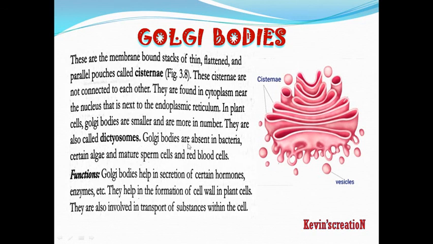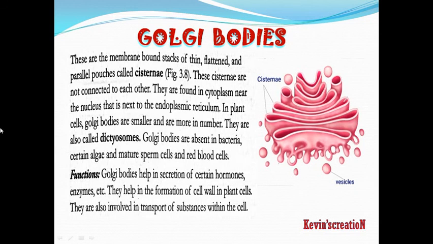Golgi bodies are absent in bacteria, certain algae, mature sperm cells and red blood cells. So these Golgi bodies are absent in blood cells, sperm cells, algae, and bacteria.